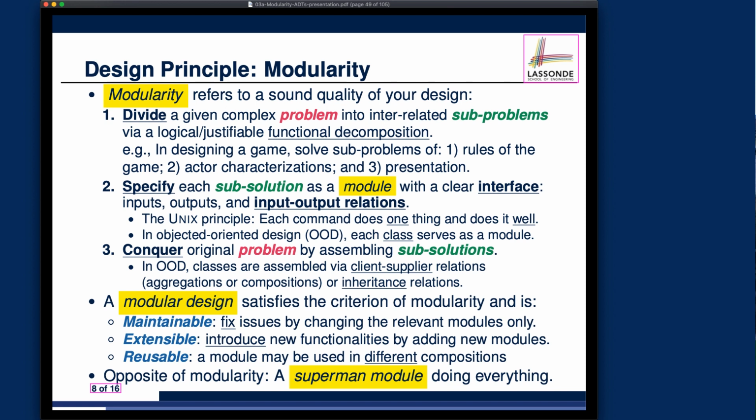We learned about what it means for your design to satisfy the design criterion of modularity. Just to review, you have to divide, you have to specify, and you have to conquer. These are the three important phases that you must satisfy in order to have modularity. Once you have a modular design, it's guaranteed your design is going to be maintainable, extensible, and also reusable. Just make sure you understand these concepts before you move on.